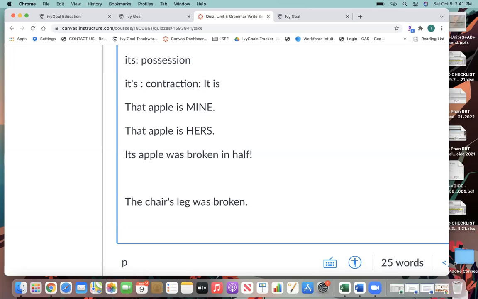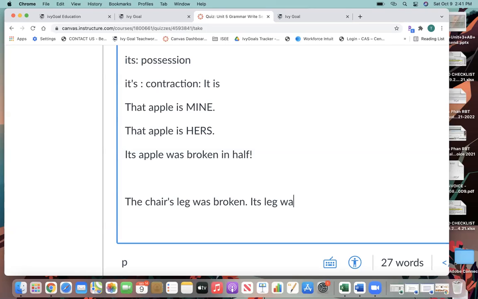How might you use its? If you're talking about the chair, how might you use its? You just replace it, right? Its neck was broken. Yeah. You understand?